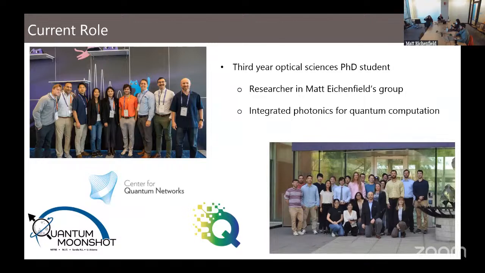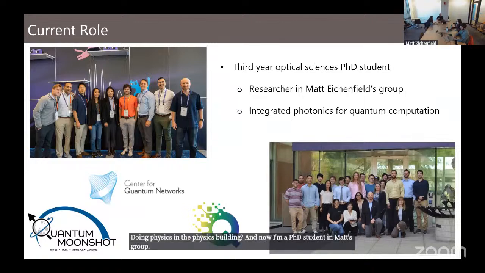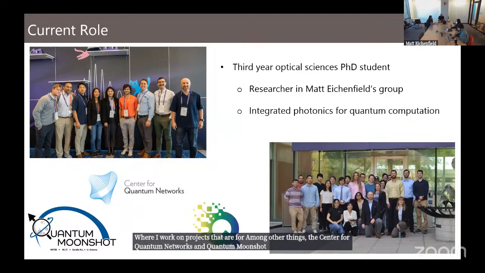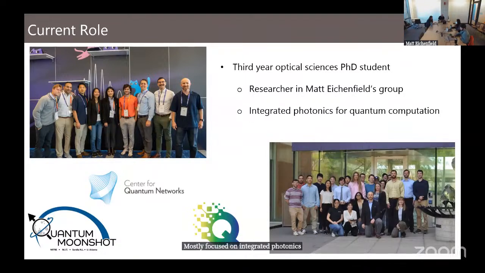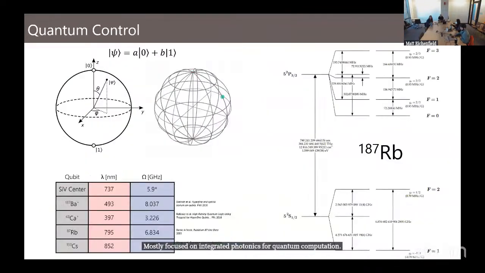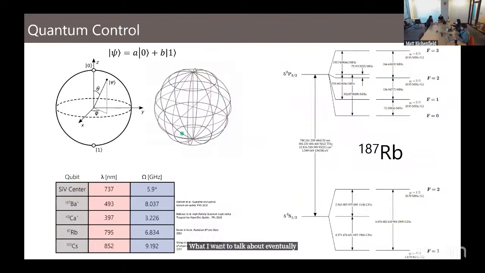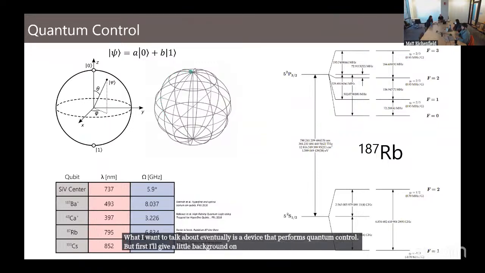And now I'm a PhD student in Matt's group, where I work on projects for, among other things, the Center for Quantum Networks, Quantum Moonshot, and QSA, mostly focused on integrated photonics for quantum computation. So what I want to talk about eventually is a device that performs quantum control, but first I'll give a little background on what it is exactly we're trying to control with the device.